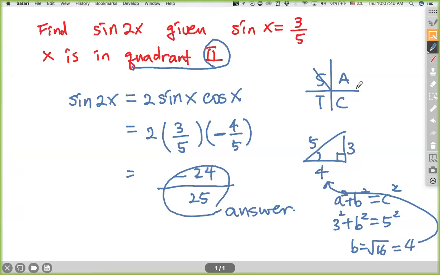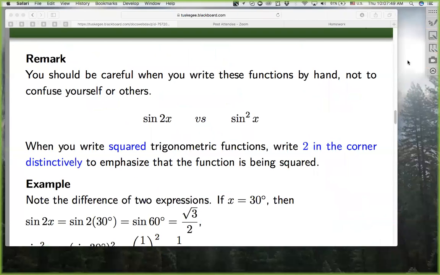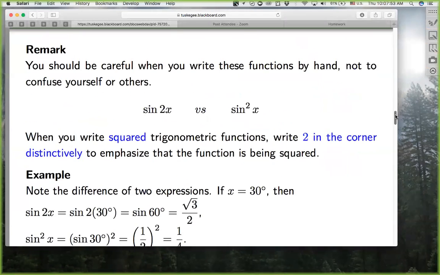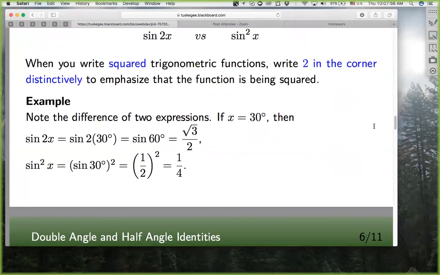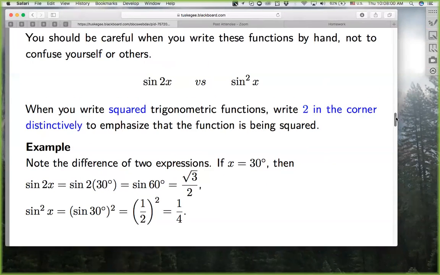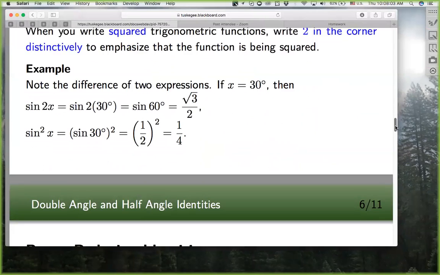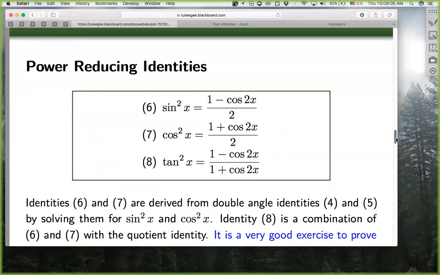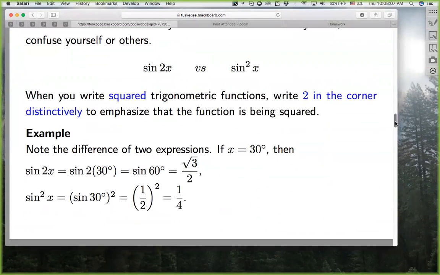So this is a typical kind of question you will see in this section for using the double angle identities. There are other types of questions also. They are just easy. Just watch the videos and try to answer the questions. Anyone have any questions?